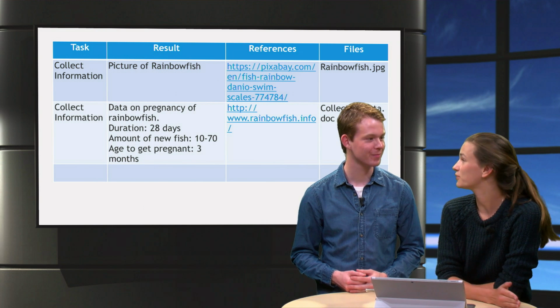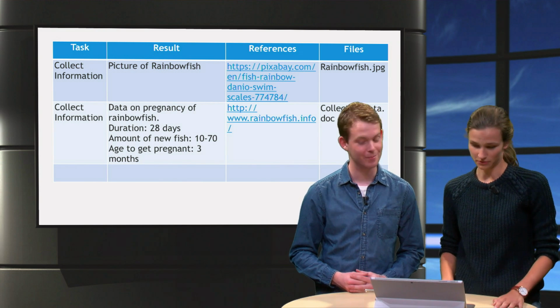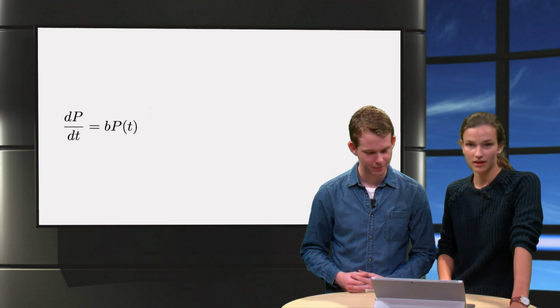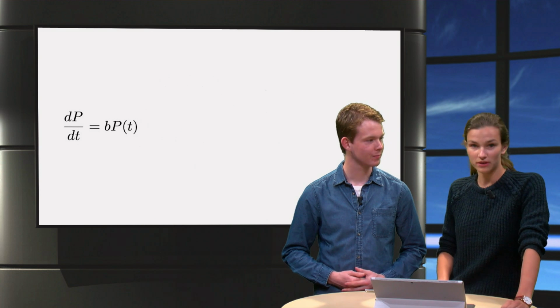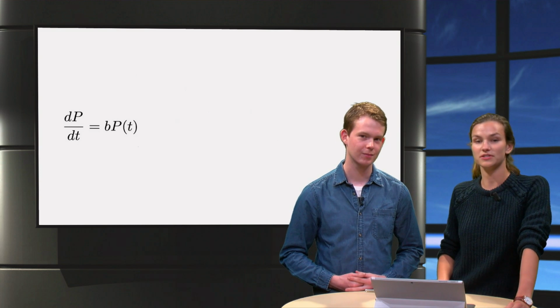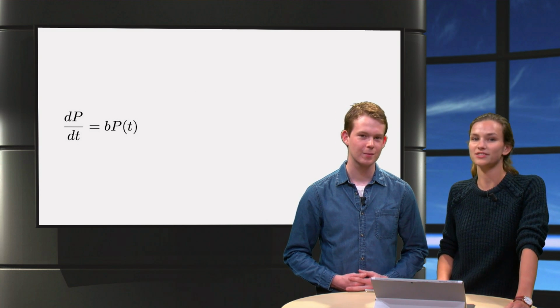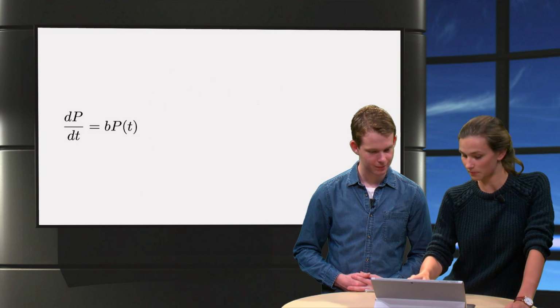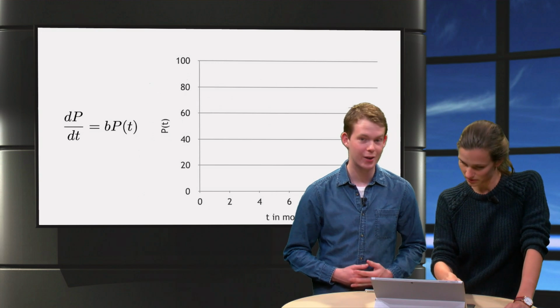So we agree we will focus on rainbow fish for our population model. Now let's look at the given population model. During the previous videos, we have learned that we can model the population of rainbow fish with a differential equation describing the growing population: dp/dt = b · p(t). Yeah, that's a very good start.